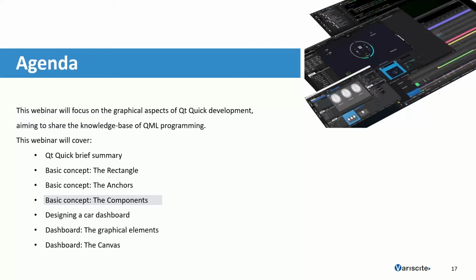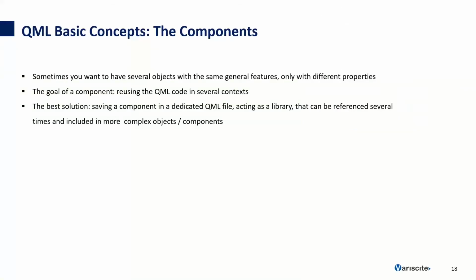But until now, we are still talking about simple objects. In a real case, you always need something much more complex. To do this, you can group one or more simple objects, creating something that you can reuse somewhere. This feature is called a component in QML, and the main objective is reusing the QML code in different contexts.